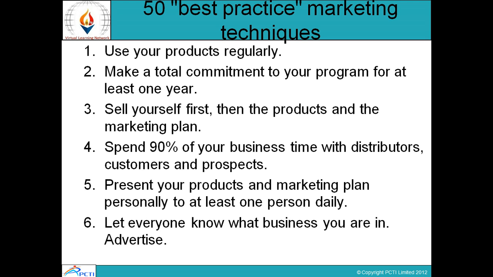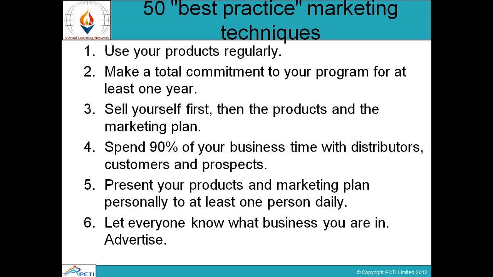Spend 90% of your business time with the distributors, customers and prospects. आप अगर अपना पूरा समय 90%, according to some survey the data is collected and according to that data, if you spend your time in dealing with the distributors, customers and prospects, then that business person can generate better prospects for the business.